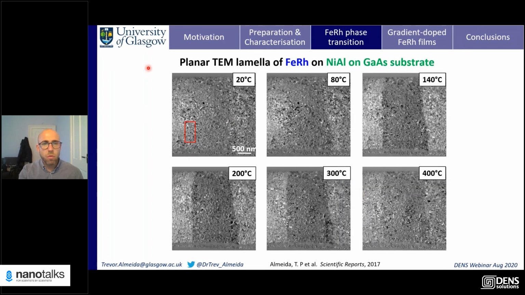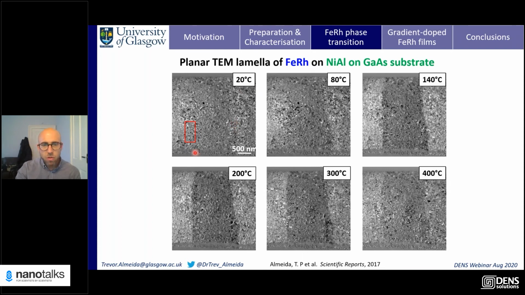So if we move on to the separate sample, which is iron rhodium on a nickel aluminium buffer layer on a gallium arsenide substrate, in this case at 20 degrees, we can do the same methodology where we try and nucleate two domain walls and bring them together, which is what we did here. You can't really see it that well here due to both the gallium arsenide and nickel aluminium layers providing quite a mottled contrast due to the preparation.